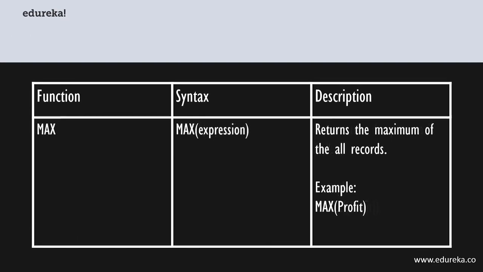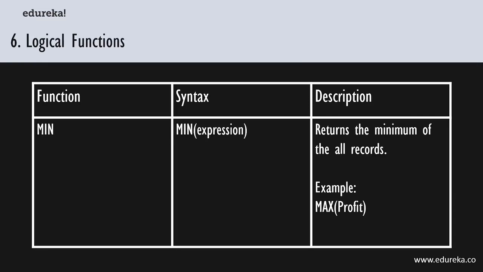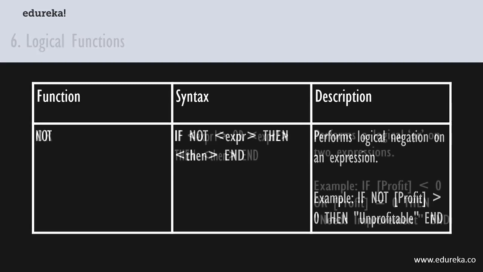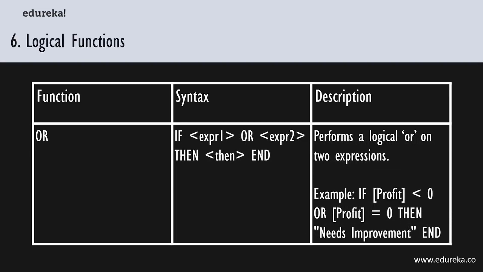Then we have max, which we have discussed many times before. It returns a maximum of all the records, or maximum of 2 expressions for each record. Then we have minimum, which does just the opposite. It returns the minimum of all records or the minimum of 2 records. Then you have the logical not, which performs logical negation on an expression. So basically, if the field you have put in does not fulfill the condition, then it gives you the corresponding result. Then you have the logical or, which basically means that if you have put in 2 conditions, either of them has to be true, then it will give you a result.